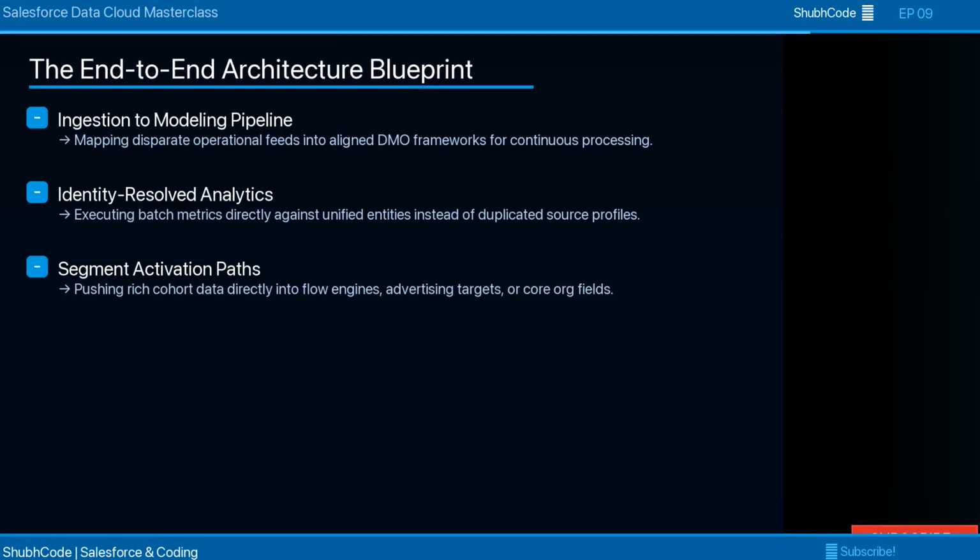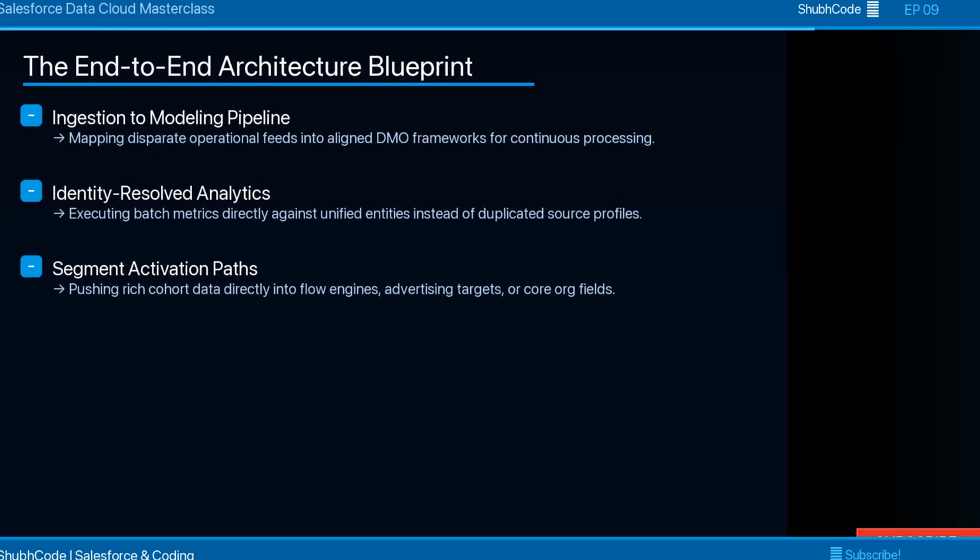To wrap up our technical deep dive, let's look at the complete data journey. Raw transactional streams flow into data lake objects, map perfectly to data model objects, and undergo identity resolution to create the unified profile. Our Calculated Insights run on top of this unified profile, generating rich behavioral metrics that fuel our complex segments. Finally, these segments are published to activation targets like Flow, core CRM, or external endpoints. By mastering this blueprint, you are building a highly scalable, real-time personalization engine that drives massive business value.